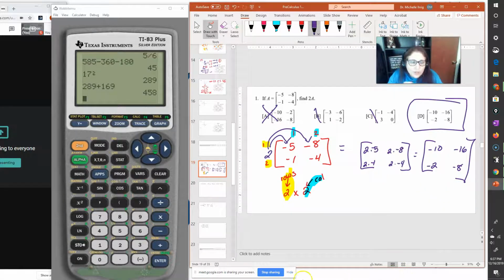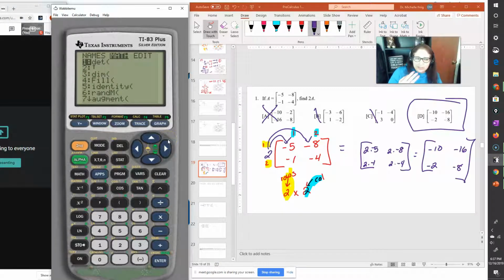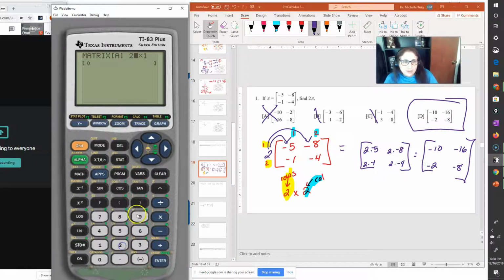Now, this is what you could have done instead. I'm going to clear my screen. I could have hit second and then, right above the x negative 1, it says matrix. That's what I could have started off by doing. Now there's 3 categories. There's names, there's math, where you could find like the determinant. I honestly don't know if you have to do that in PreCalc. And edit. Edit is where we're going to put all of our numbers. So I'm going to edit matrix A and it tells me, well, what size is it? Well, I know it's a 2 by 2. So I'm going to just type in 2 arrow arrow by 2.